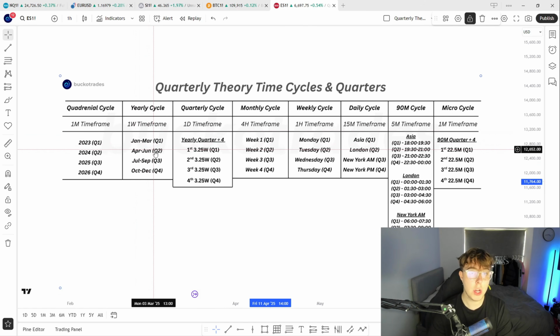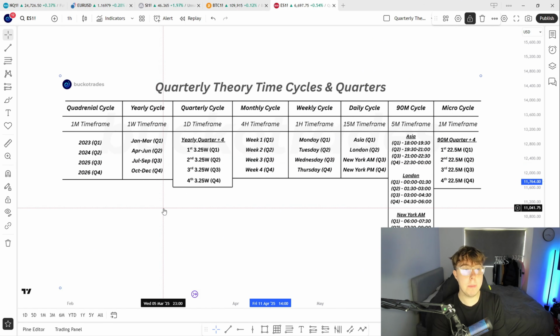January to March, so January, February, and March are all Q1. As soon as we start April, we have April, May, June, all Q2. Then as soon as we start July, we have July, August, September as Q3. And then as soon as we start October, we have October, November, December as Q4.